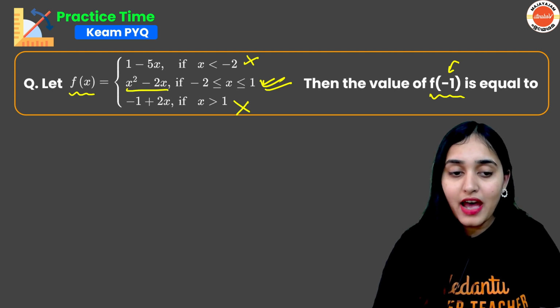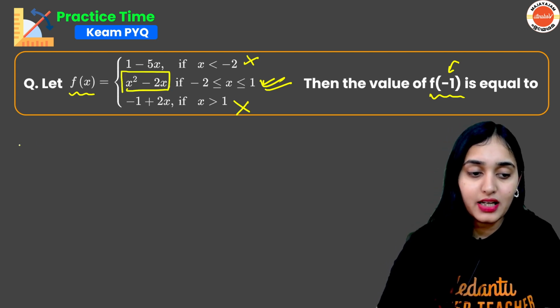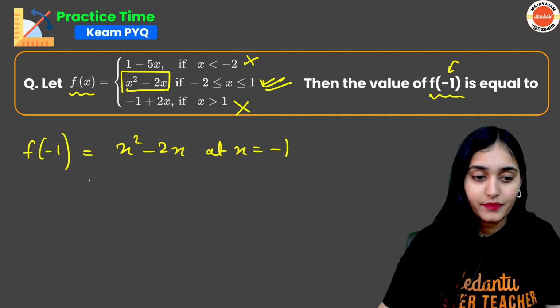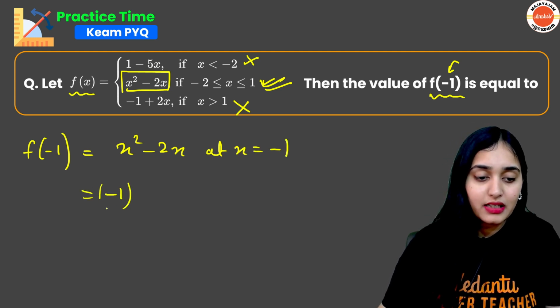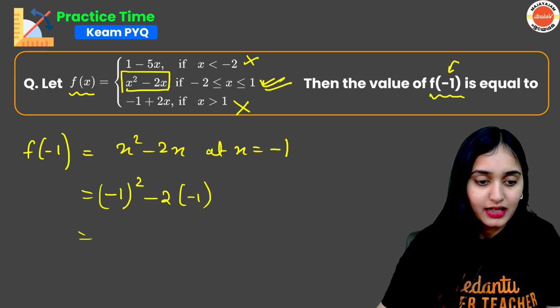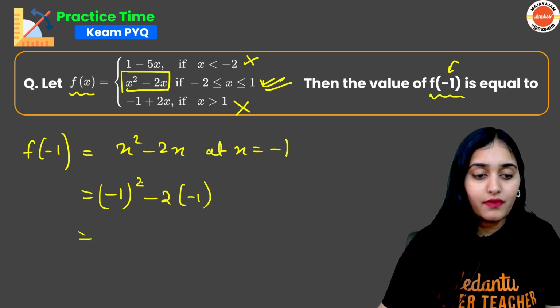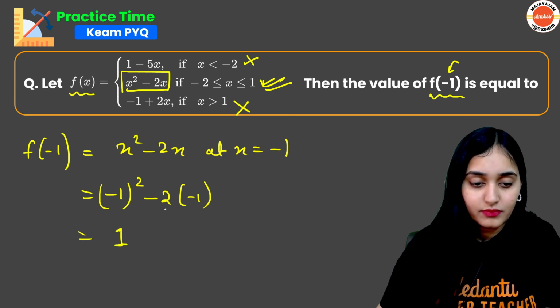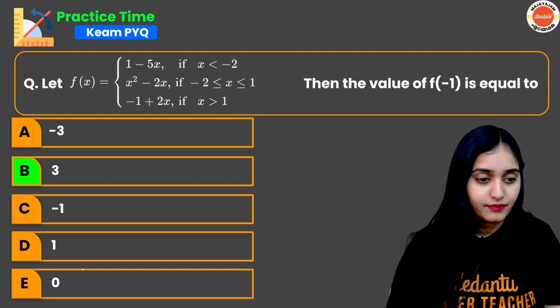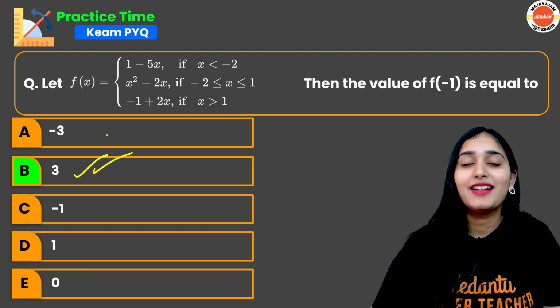So that means you have to choose this function. So f at minus 1 will be x square minus 2x at x is equal to minus 1. Put the value: minus 1 whole square minus 2 into minus 1. So you get 1 square is 1, 2 ones are 2. So your answer is 3. Yes, your answer is 3.